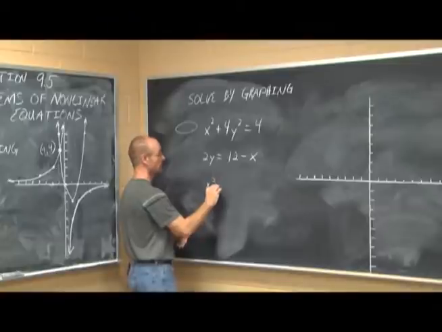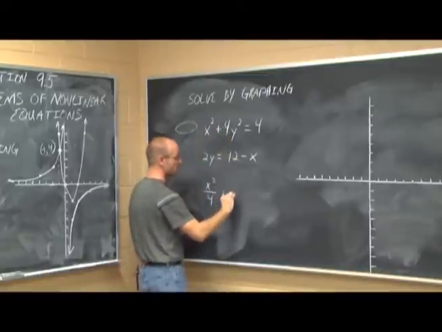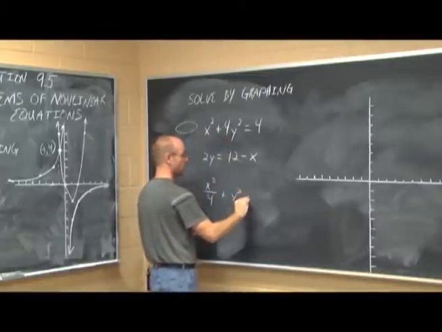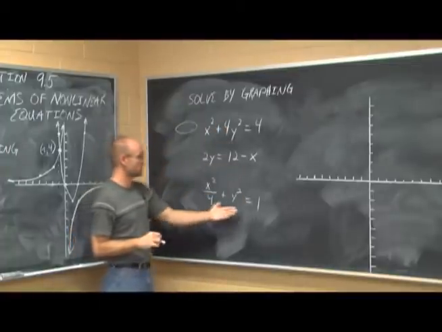X squared divided by 4, because I have to divide all these terms by 4. 4 over 4 is going to cancel. Just give me y squared equal to 1. We set it equal to 1. That's how we deal with these ellipses.